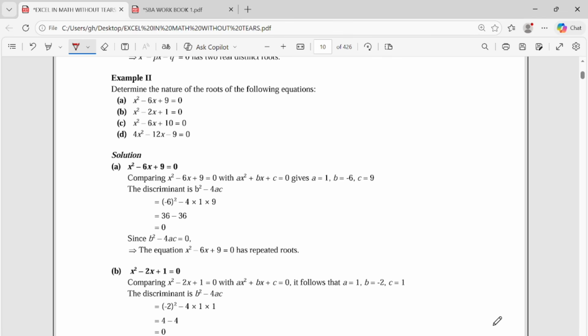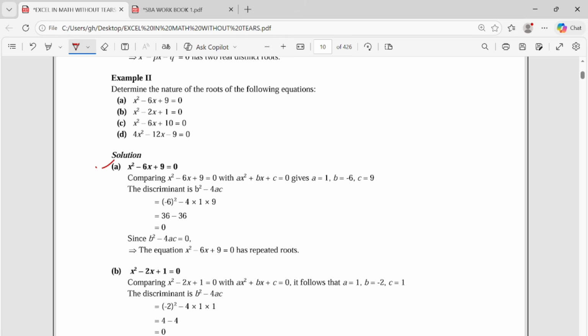This is example 2, but let's start with this. In this example, we are tasked to determine the nature of roots of the following equations. We are given equations A, B, C and D. So we need to check the nature of roots in these equations, and we are starting with equation 1.